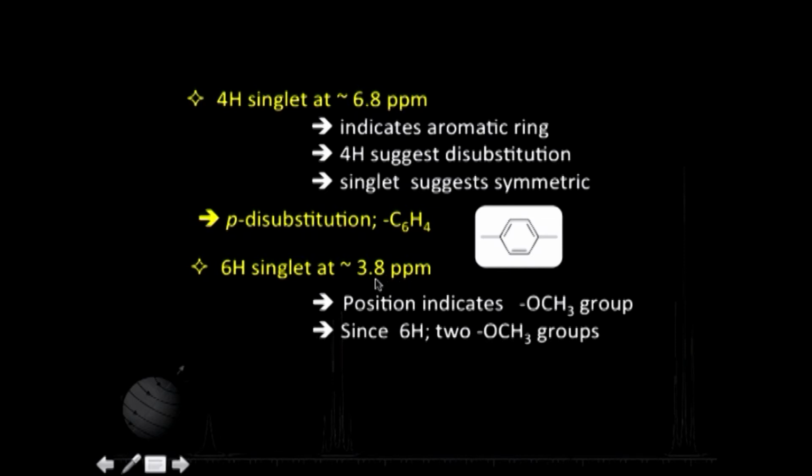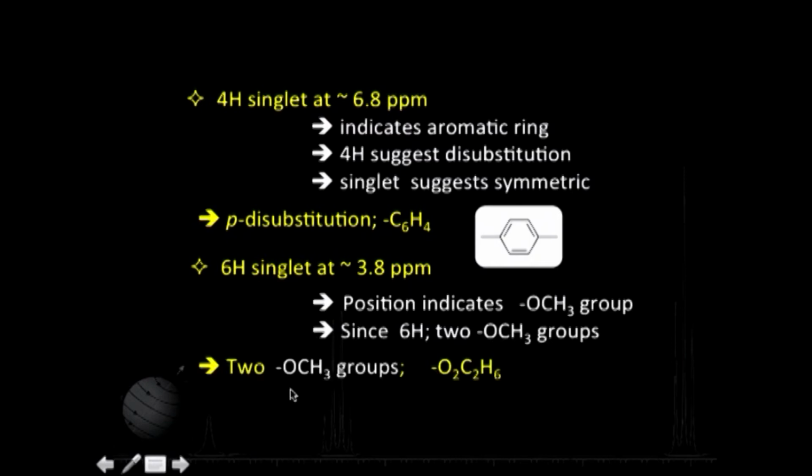3.8 is a very characteristic location for an O-methyl group, because this position tells me that these signals are nothing but because of the O-methyl group there. O-methyl comes around 3.8 ppm. It is very, very characteristic. Now, O-methyl means there should be only 3 protons, but I have got 6 protons. That suggests that we probably have 2 O-methyl groups contributing to this signal.